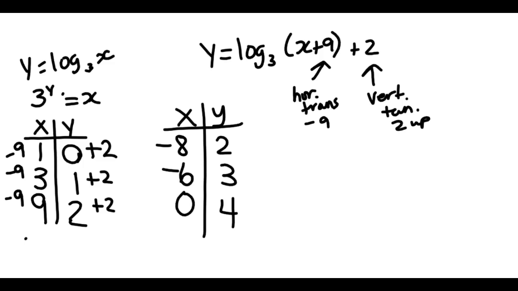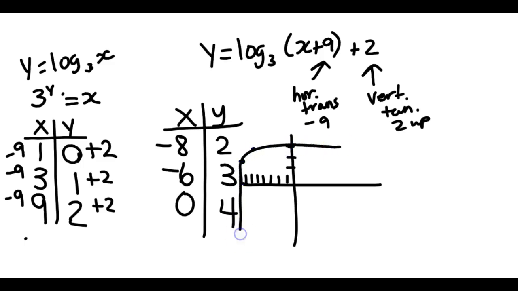Okay, so now it's just as easy as graphing that last table. All we have to do is graph those points. So we are at minus 8 and 2, and minus 6 and 3, and then we're at 0 and 4. So this is what it looks like, kind of.